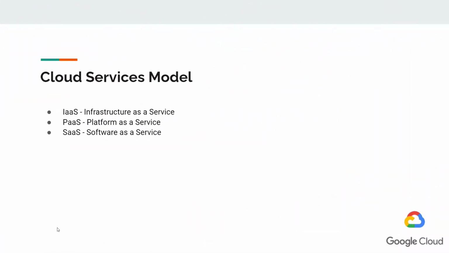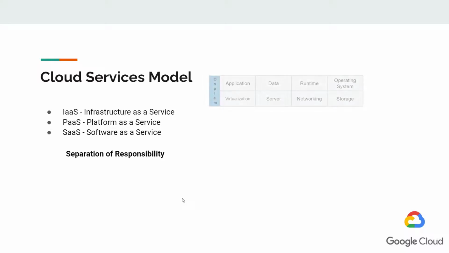Now let us understand what are the different types of cloud service models. There are three types of cloud service model. First one is infrastructure as a service, platform as a service, and software as a service. These three classifications are based on the responsibility and on how we use the resources on the cloud platform, how they are getting accessed, and what are the different responsibilities.